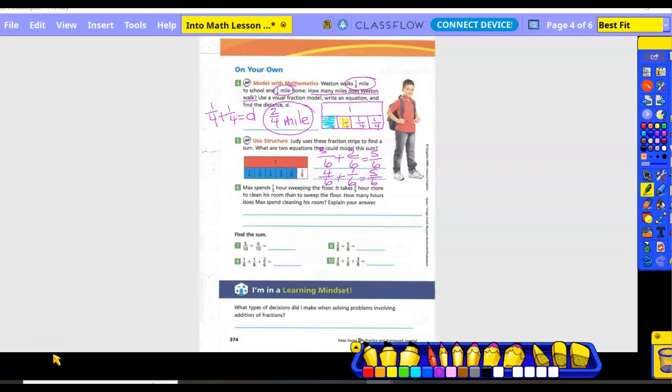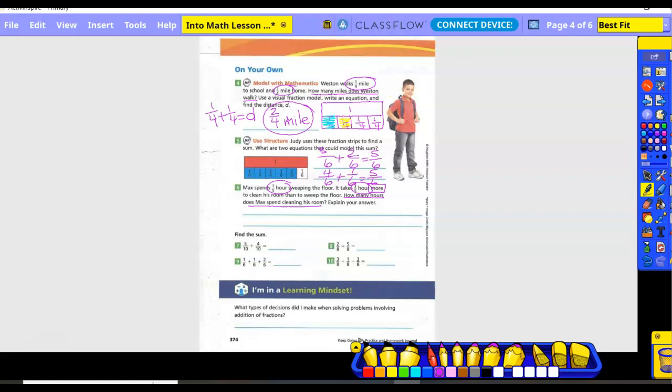Number 6, Max spends 1/5 of an hour sweeping the floor. It takes 3/5 of an hour more to clean his room than to sweep the floor. How many hours does Max spend cleaning his room? So we're gonna pull out 1/5 of an hour sweeping, 3/5 of an hour more. Why do I need to put more in a box? Why is that a key word? Because it tells us we need to add, right? Okay, so put more in a box, because that's a key word. Okay, and then our question, how many hours does Max spend cleaning his room? And they want us to explain our answer.